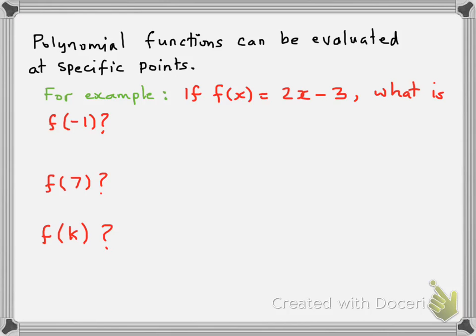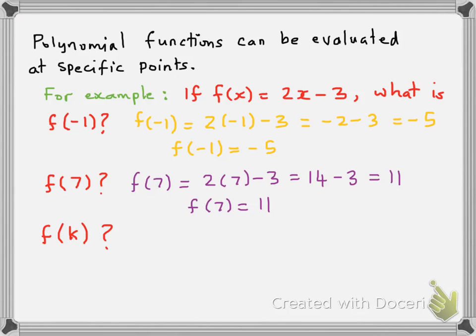So what is f of negative 1? Well, that means let x be negative 1 in your function for every x value in there. So f of negative 1 will be 2 times negative 1 minus 3. 2 times negative 1 is negative 2, so you have negative 2 minus 3, your result is negative 5. So therefore, f of negative 1 is negative 5. What about f of 7? We can do the same thing. That means we let x be 7 everywhere x is indicated in the function. So f of 7 will be 2 times 7 minus 3, that's 14 minus 3, that's equal to 11. Therefore, f of 7 is 11.